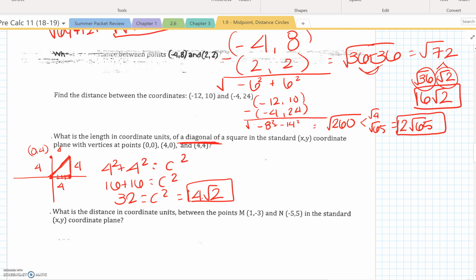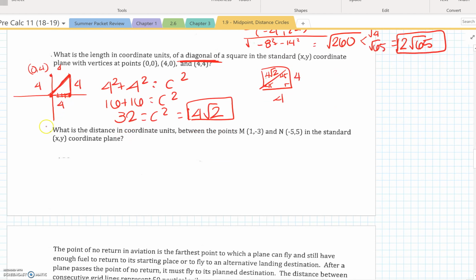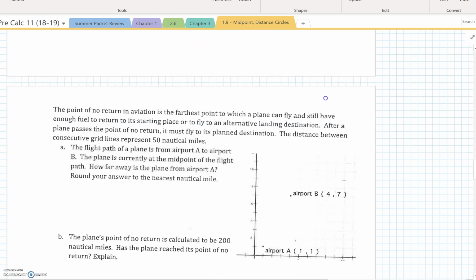The other way you could have done that is because it's a square and you're cutting the square in half. Remember the 45-45-90 right triangle? So if this is 4 and this is 4, then very simply the hypotenuse is 4 root 2. Okay, this one's just a practice problem.